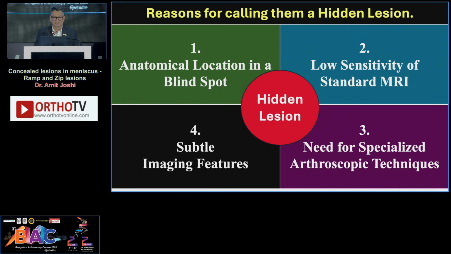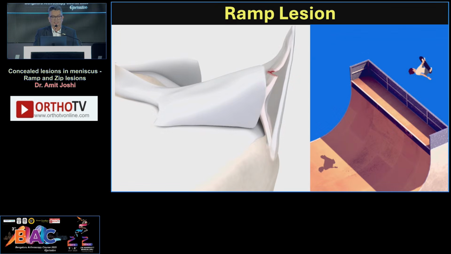The most important of them is the anatomical location in a blind spot, which is not visualized very easily from the anterior approach. Then there is the low sensitivity of the MRI, the need for a specialized maneuver so that you have to go to the posteromedial or the posterolateral compartment to visualize this, and very subtle imaging features. Because of all these reasons, these are called hidden lesions. So this is the ramp lesion, which is very much represented by the ramp of a skating board.